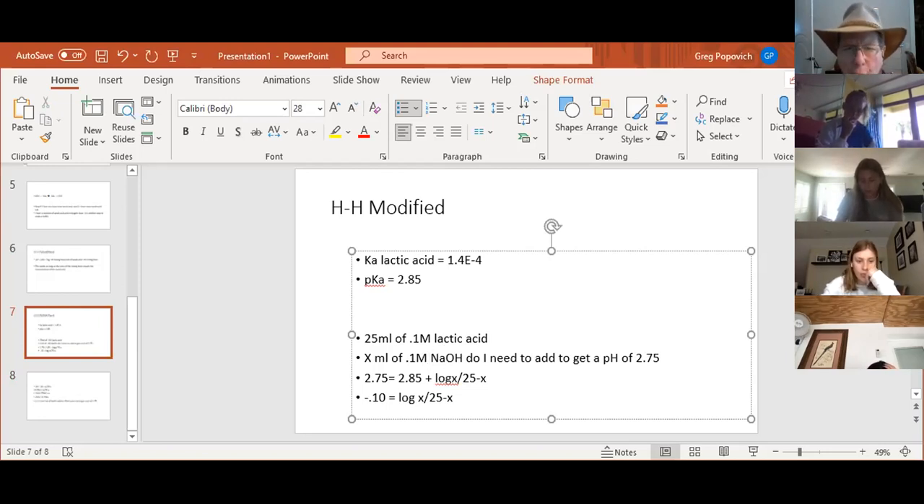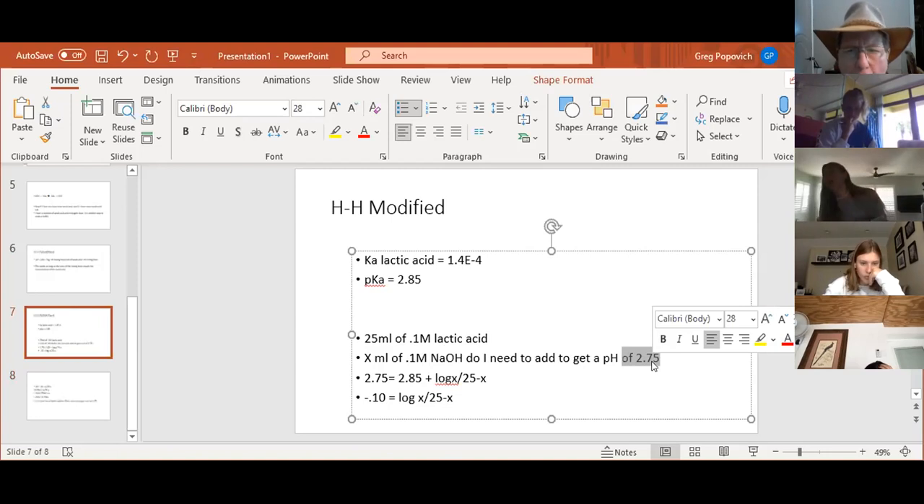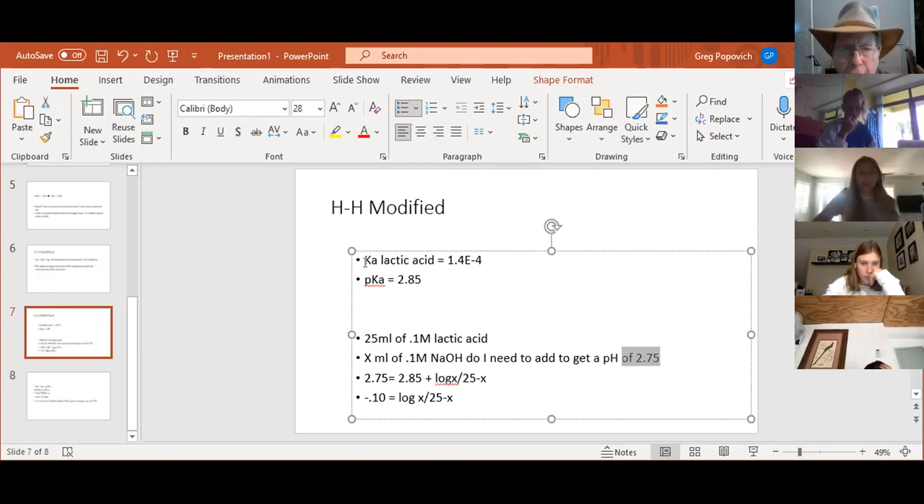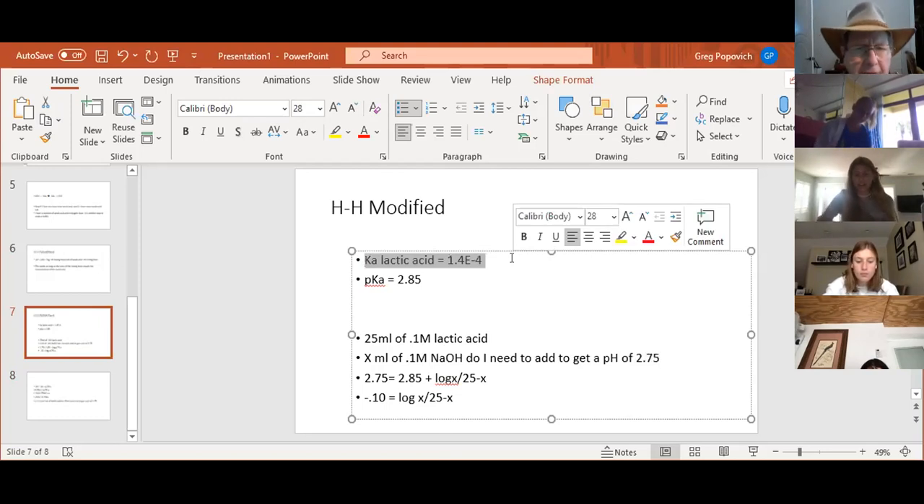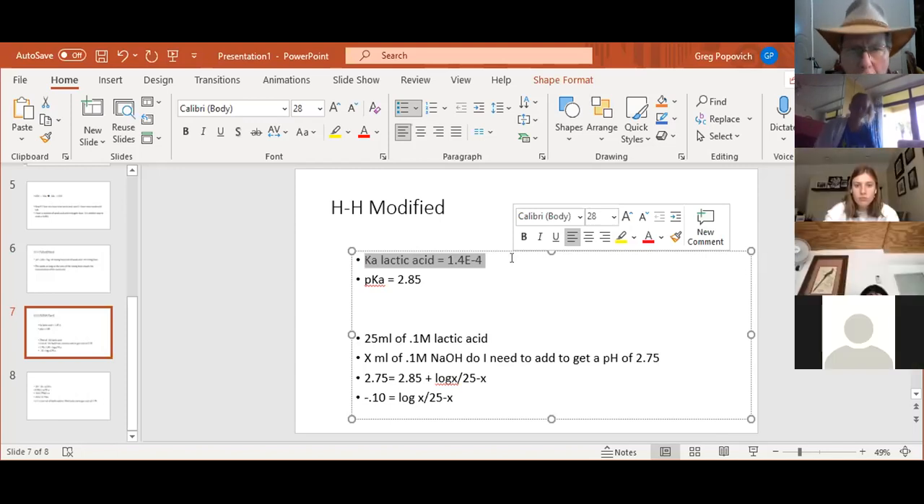So what I'm going to do is the pH that I'm given, that is going to be my target pH. I have to look up my Ka of lactic acid. So the log of 1.4 e to the minus 4, that equals negative 2.85. The pKa is going to be negative that negative number. So the pKa is equal to 2.85. Are you with me so far, ladies and gentlemen?